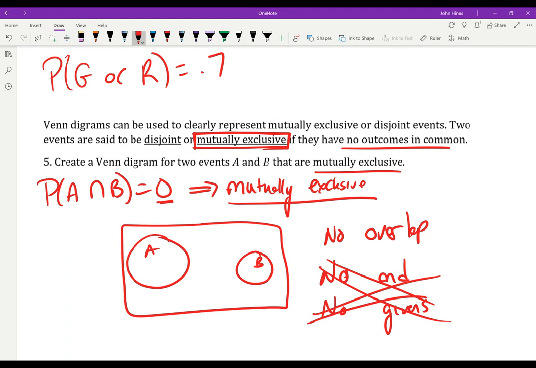Both events cannot occur at the same time. If you have a given probability, that means they can happen at the same time. But mutually exclusive means the two circles do not overlap.